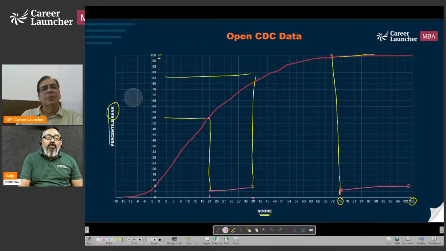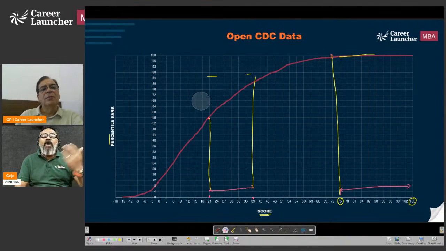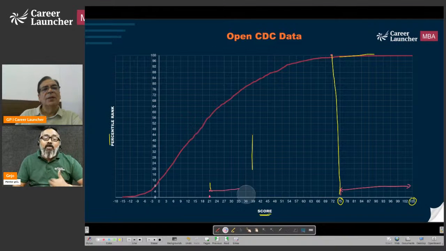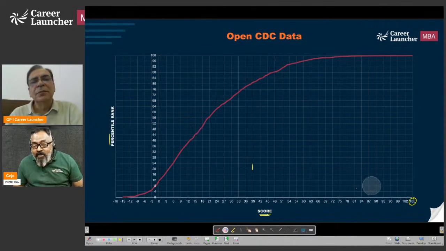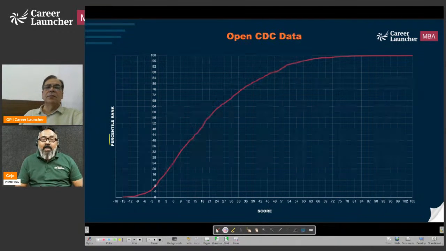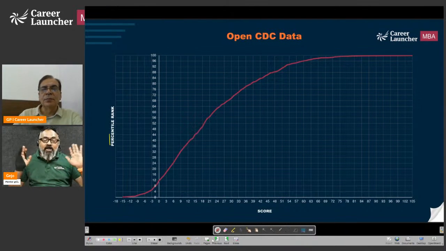GP, what is it that students should focus on? A lot of people say that I've got a fluctuating score. I don't know what actually fluctuates. Are they referring to percentile rank fluctuation or raw score fluctuation? So according to you, let's start from there, GP. Score or percentile? What is it that we have to focus on?